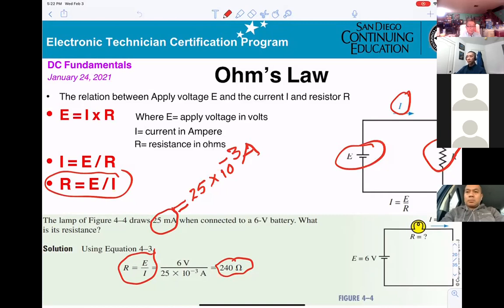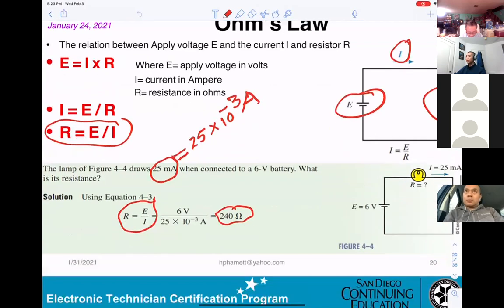Okay, the relation between the voltage, the current and resistor, that's what we're talking about, Ohm's law. E equals I times R. That means the voltage equals the current times resistor, or if you want the current, it will be E divided by R. Or if you want the resistor, it will be E divided by I. However, the important thing in this formula is the voltage has to be in volts, the current must be in amperes, and resistor has to be in ohms. If it's not, then you might have to make the change.